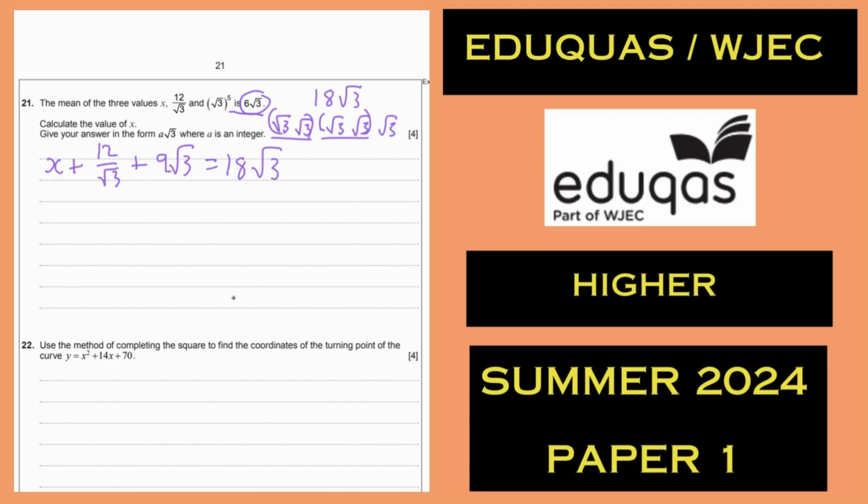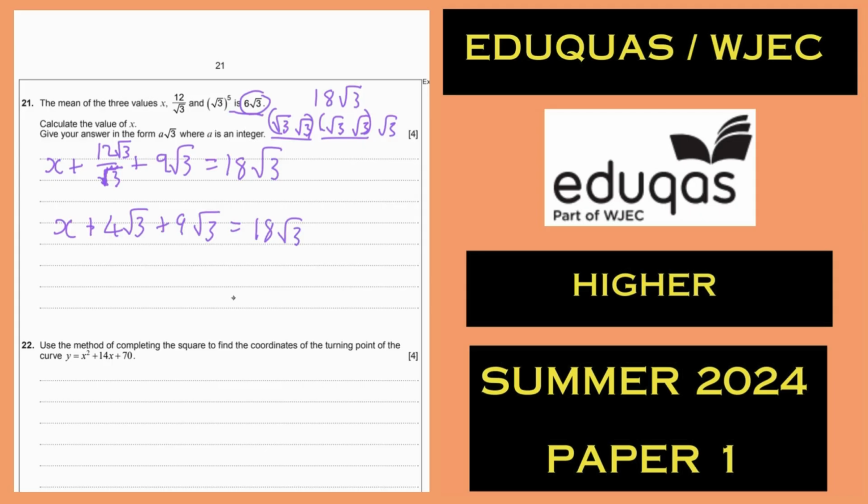Firstly, let's rationalise 12 over root 3. If you multiply the top by root 3 and the bottom by root 3, we've got 12 over 3, which is 4. And you can see all the pieces of the puzzle coming together.